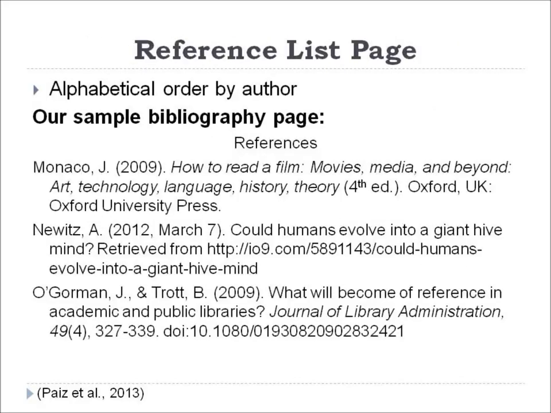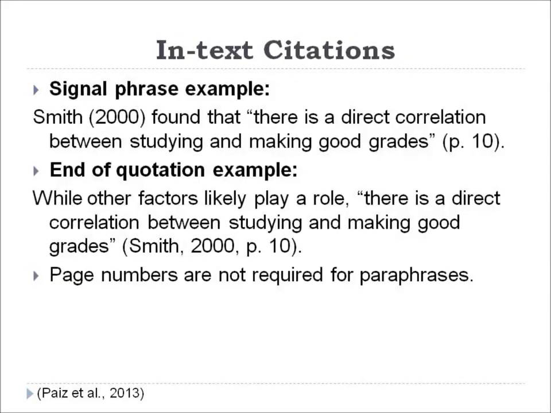In order to construct our reference list, we simply list all of our citations in alphabetical order by author, as seen here. We must also cite our sources within the body of our paper using in-text citations. To do this, we can either introduce the author and date using a signal phrase, or we can put this information in parentheses after the quotation. Note the placement of the page number. Page numbers are only necessary when citing quotations, not paraphrases.